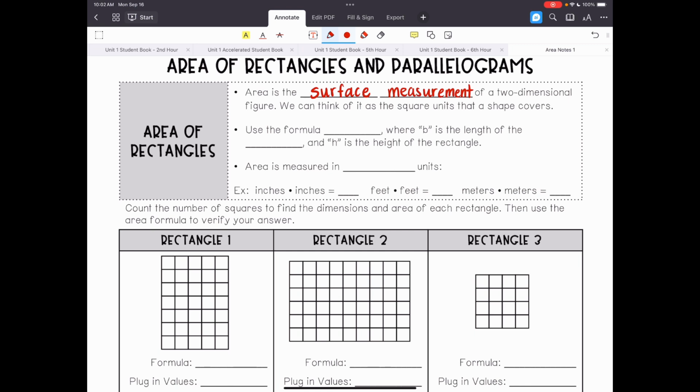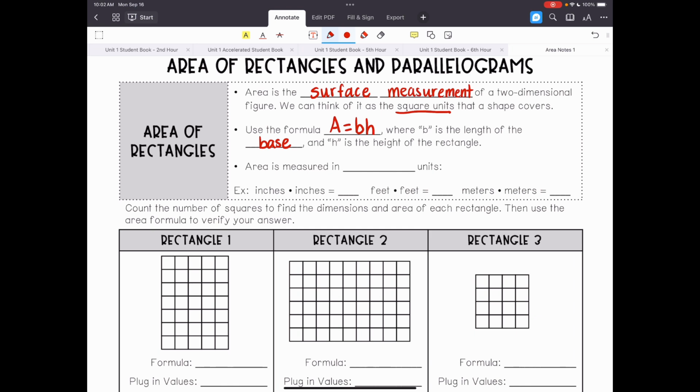We can think of this as square units that a shape covers. So how many squares are inside that shape? And again, all review, we've talked about this. To find the area of a rectangle, we use the formula of A equals BH. And I want to reiterate this. The B is the length of the base, and the H is the height of the rectangle.